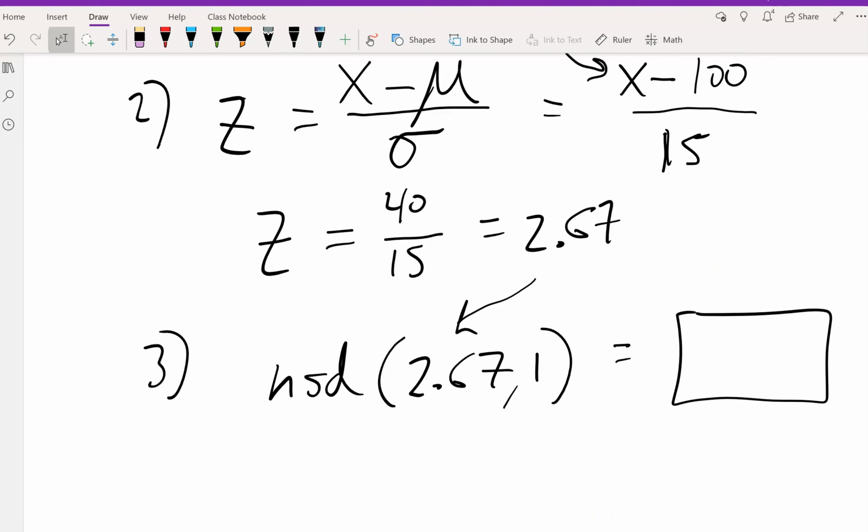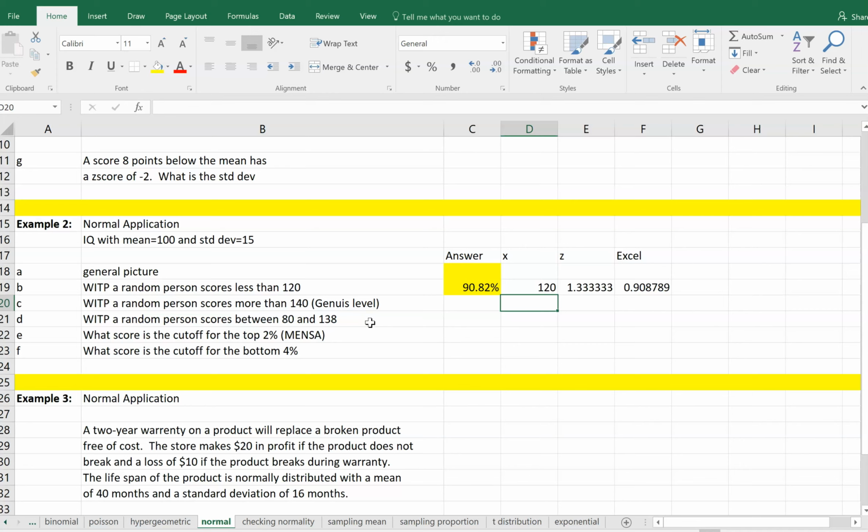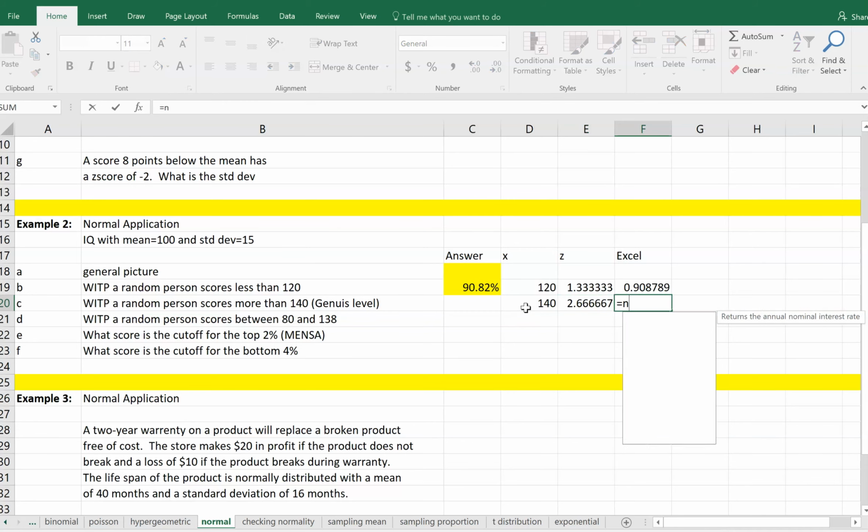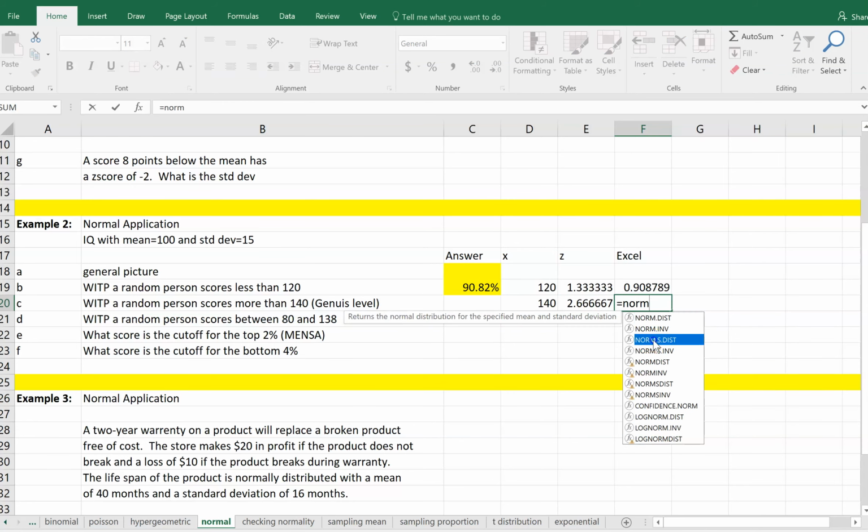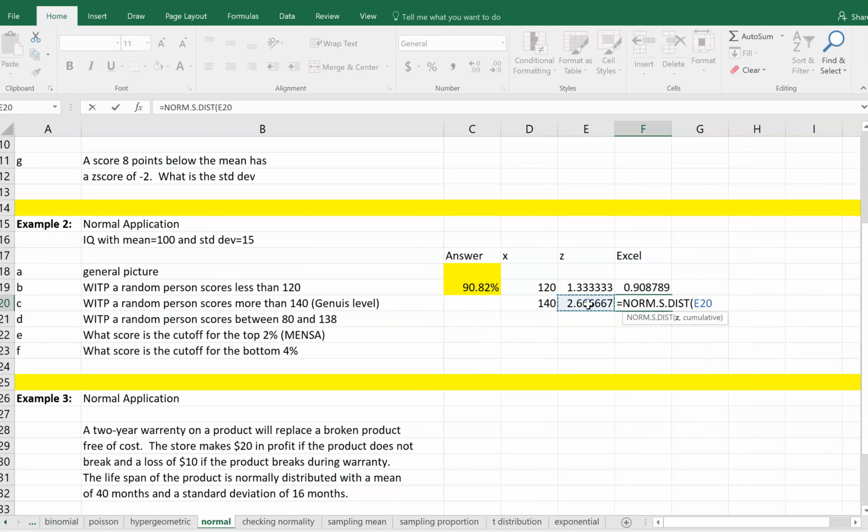So let's check that out. Let's go to Excel. So I know the X value was 140, level of genius. I know the Z value by formula is X minus the mean. We keep repeating this so you learn it. X minus the mean divided by the standard deviation. Got to do your order of operations correctly in Excel or you're in trouble. Put a parenthesis around the numerator or you're in trouble. Enter. So 2.67 like I got. All right, now Excel, NORM.S.DIST, abbreviated as NSD, you hit your Z value, always turn on the cumulative, and boom, you get 99.62.